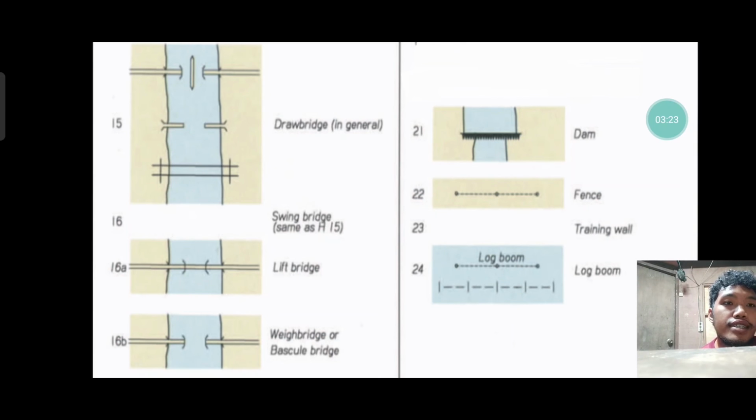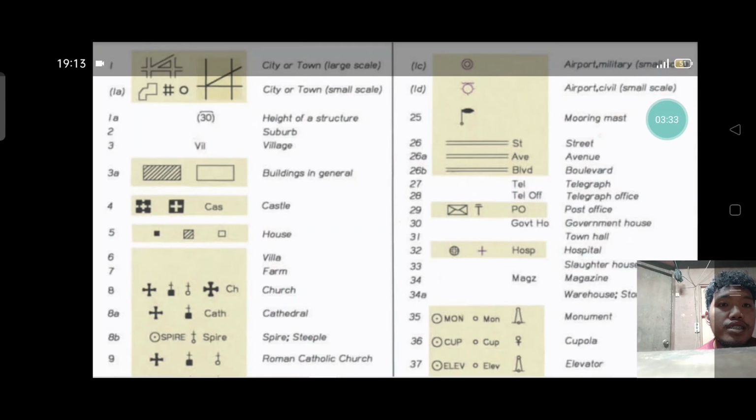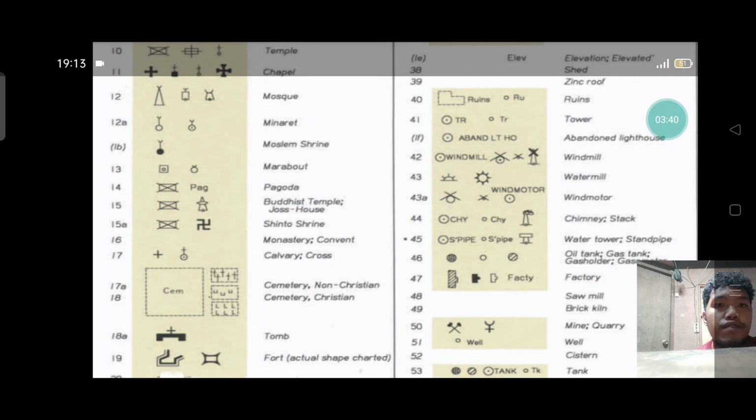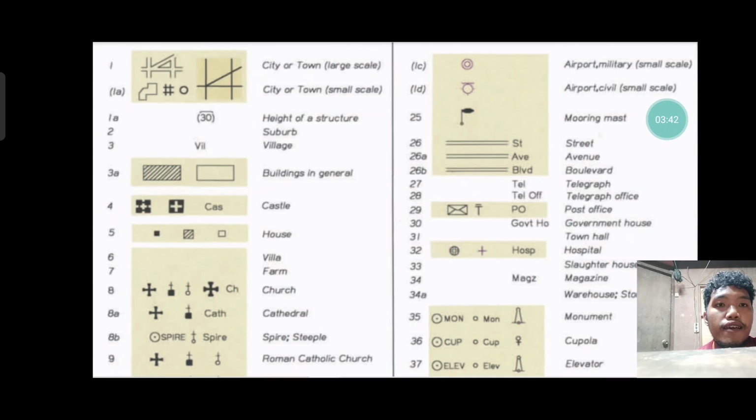On the right side is the dam. Next is the fence or training wall. And then the last picture is for the log boom. So next we'll be discussing the buildings and structures. The first picture here is the city or town, large scale, and the small scale. Next is the height of a structure, suburb, or village. Next is the buildings in general. Next, castle. The lower one is the house.